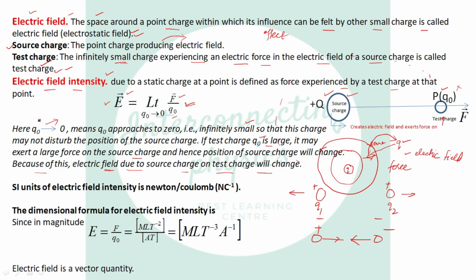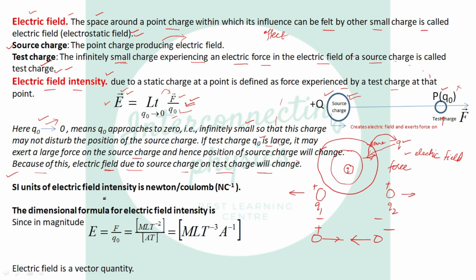That's why we take test charge to be small so that it exerts a very small force on the source charge and source charge does not change its position, and in turn it's very easy for us to measure the electric field of the source charge. So come to the definition. So electric field is the limit Q naught approaches to 0 F vector divided by Q naught, means it is the force experienced by the test charge in the field of the source charge.